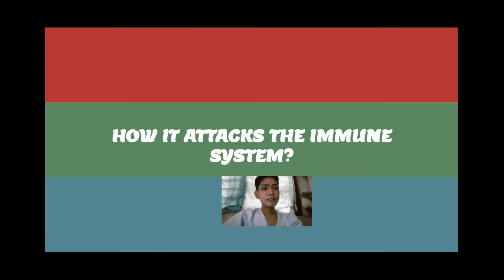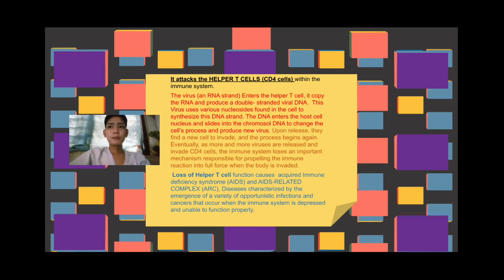So how does it attack the immune system? HIV attacks the helper T cells, or CD4 cells, within the immune system. It enters the helper T cell, copies the RNA, and produces a double-stranded viral DNA. It slides into the chromosome DNA to change the cell process and produce new virus. Upon release, the new viruses find a new cell to invade, and the process begins again.